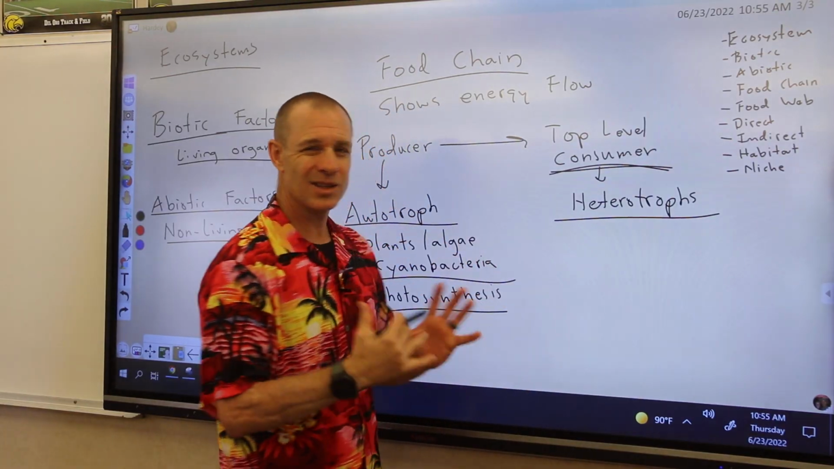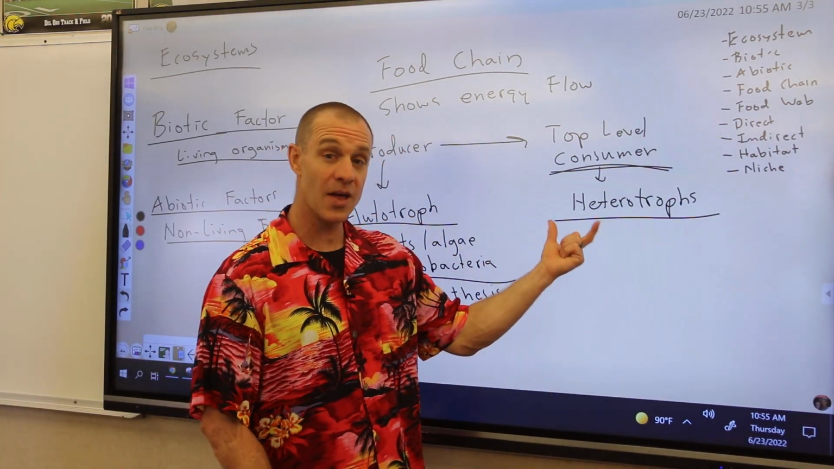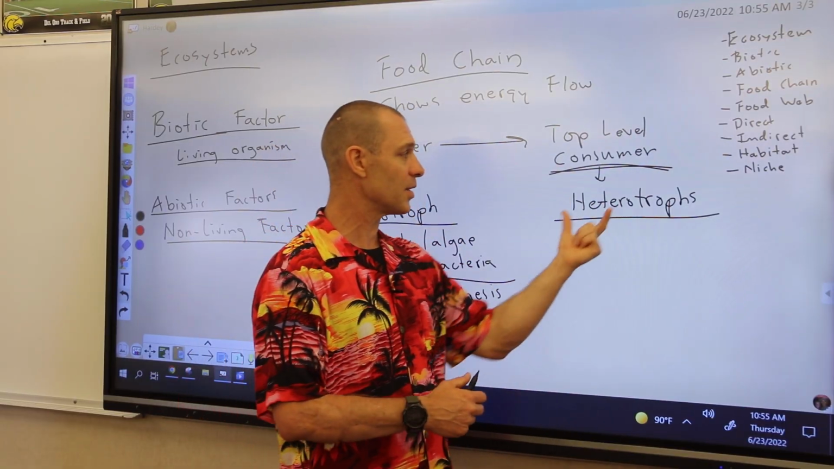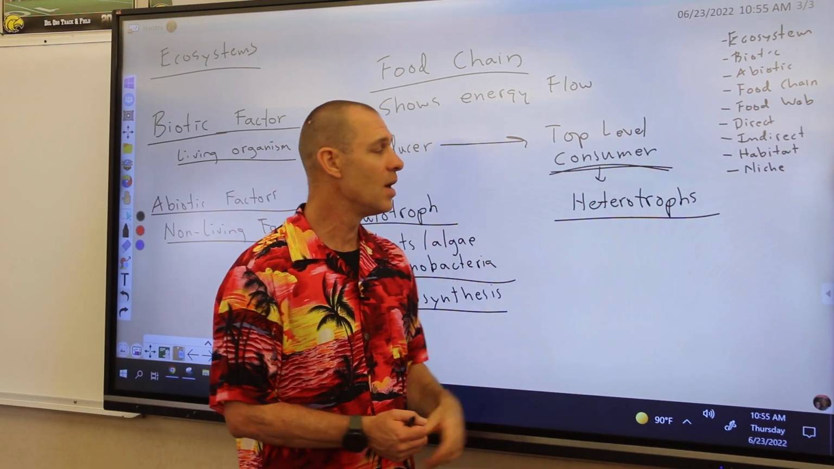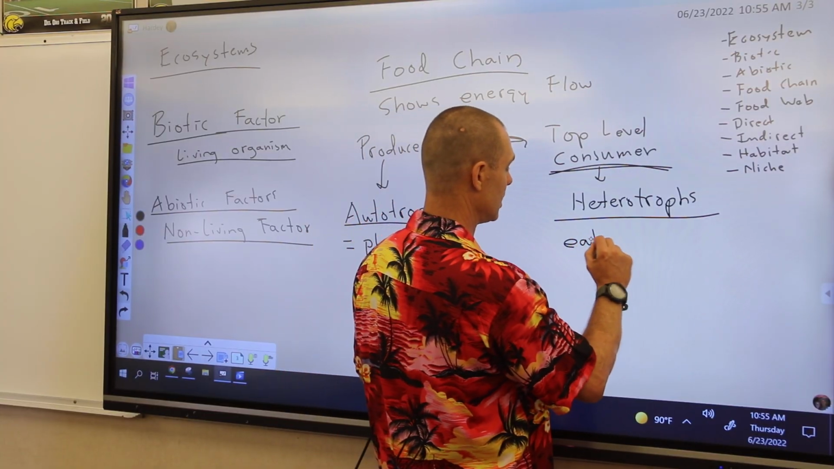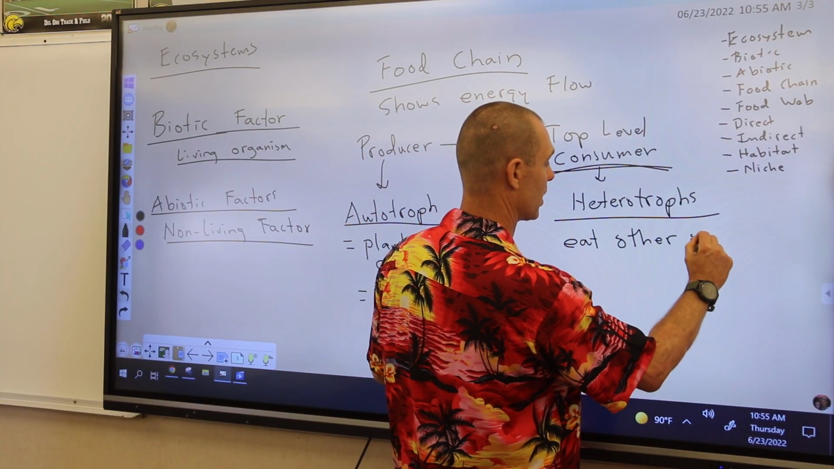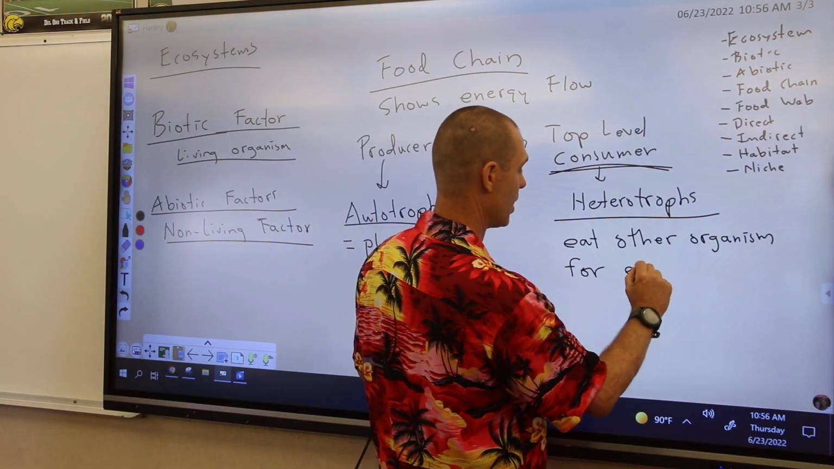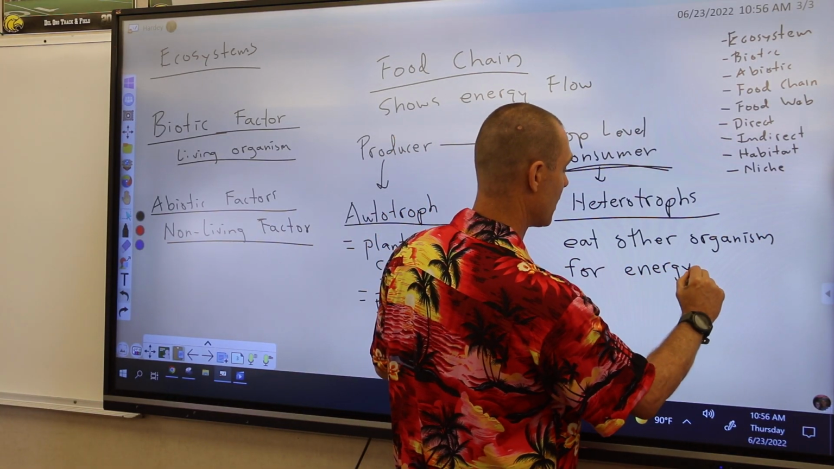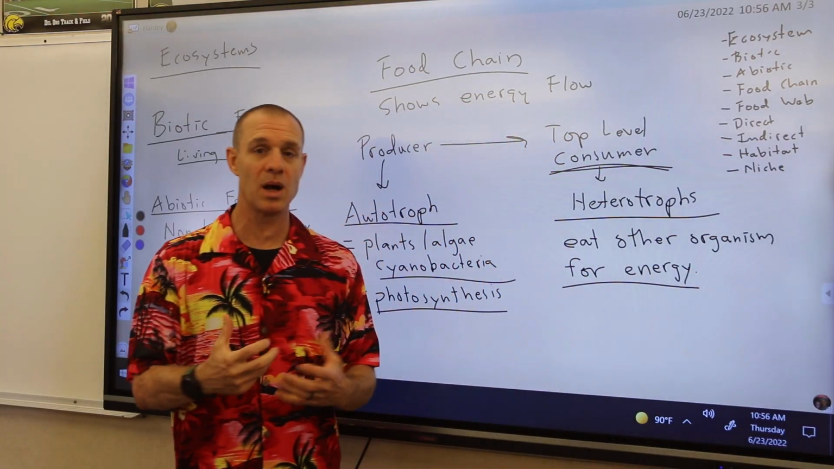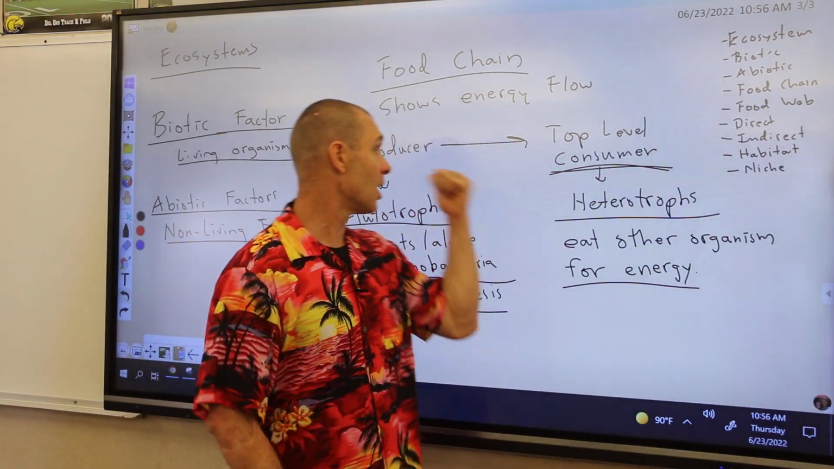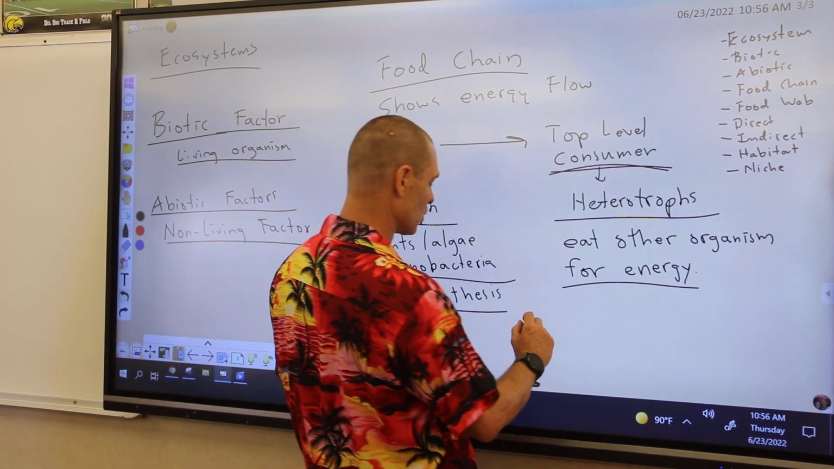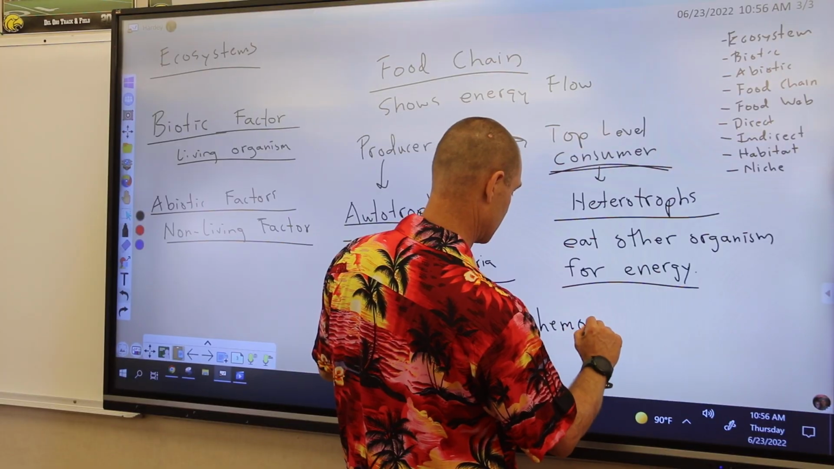Again, these are Latin and Greek terminology. Hetero means other, troph means to devour. And so a heterotroph literally means other feeding or other eating. Heterotrophs eat other organisms for energy. They get their energy by eating the stored molecules within the body of an autotroph or another heterotroph.